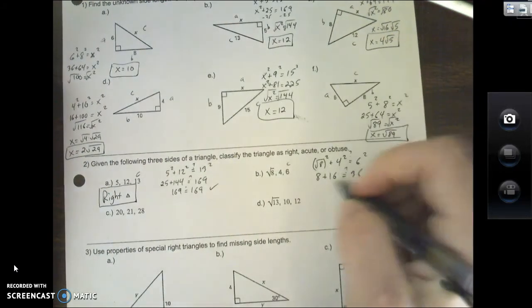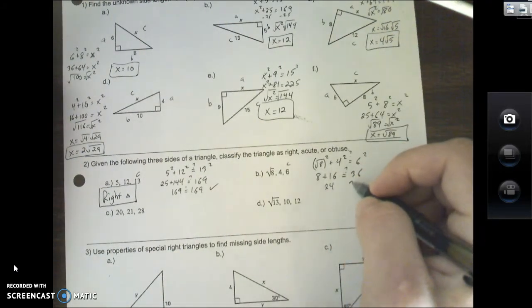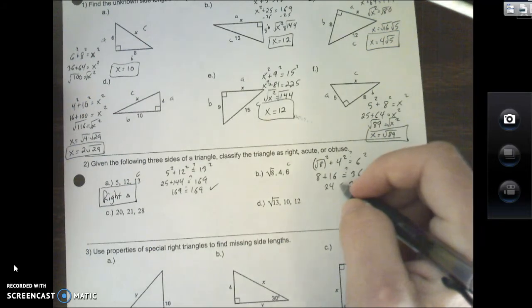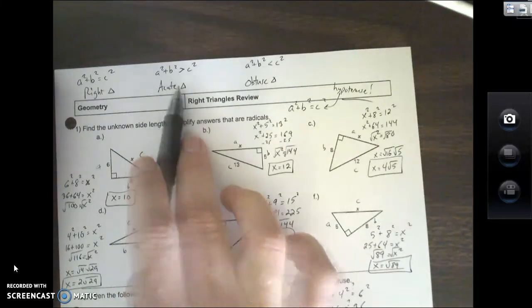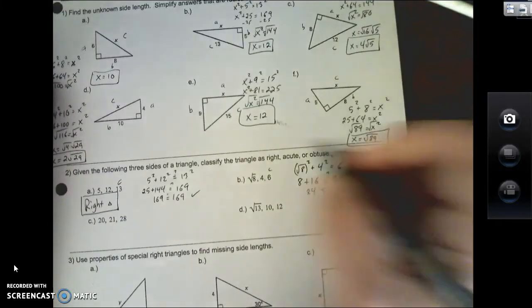Well, 8 plus 16 is 24. 24 is less than 36. So my a squared plus b squared is tinier than c squared. Right there. Oh, I'm sorry, I was pointing at the wrong thing. Obtuse triangle.